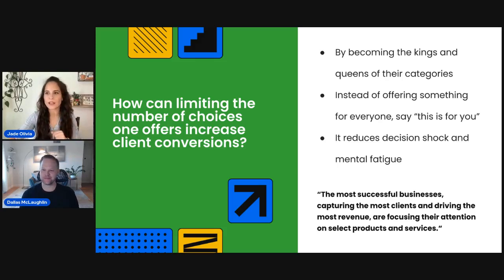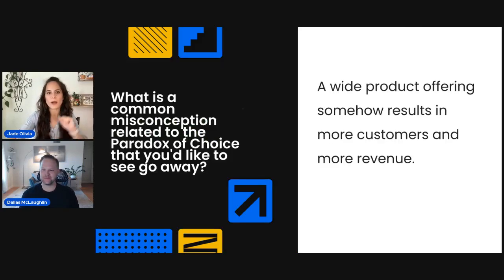So let's move on a little bit. We talked about the overview, but let's talk about some of the hesitations, because I know some of us are thinking, well, what if? So let's just blast away those misconceptions. You can see here on the screen, it says, what is a common misconception related to the paradox of choice that you want to dispel? Let's make it all go away.